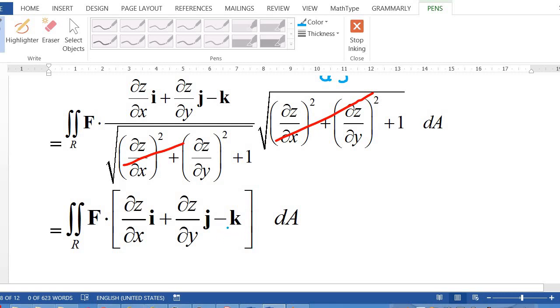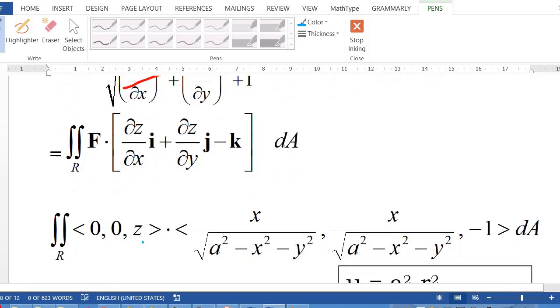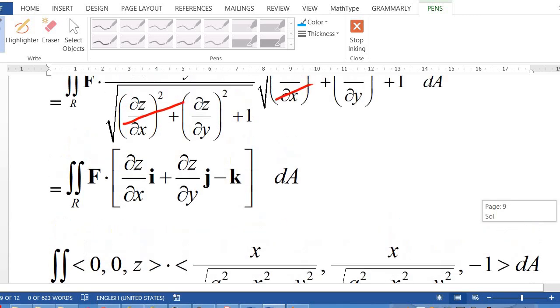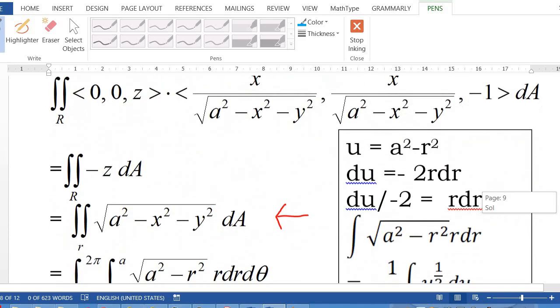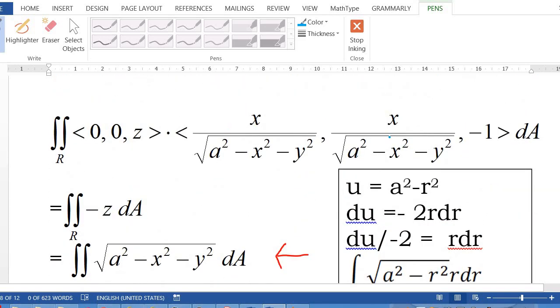So notice component k negative. If pointing up, component k positive, the other two component negative. So plug in, okay, the F is only k dot with your del z del x. Del z del x in this case positive x over the square root, and positive y over the square root there. So that's why you get this.